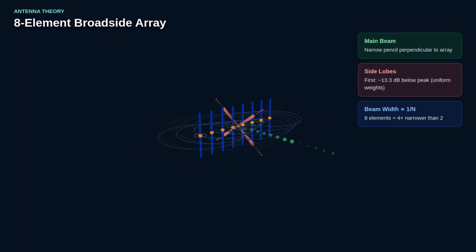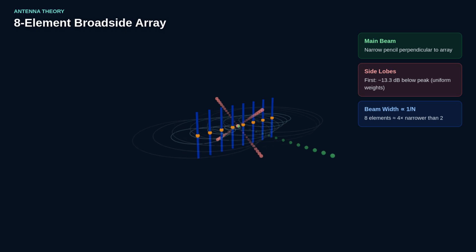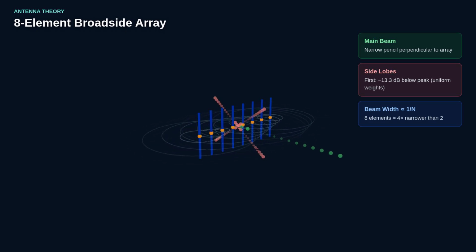In 3 dimensions, an 8-element broadside array produces a narrow disk of radiation perpendicular to the array axis. The main beam is flanked by smaller side lobes. These side lobes are an unavoidable consequence of the finite array size. The first side lobe sits about 13.3 decibels below the main beam peak for a uniformly weighted array. Reducing side lobes requires tapering the element amplitudes, which widens the main beam slightly.